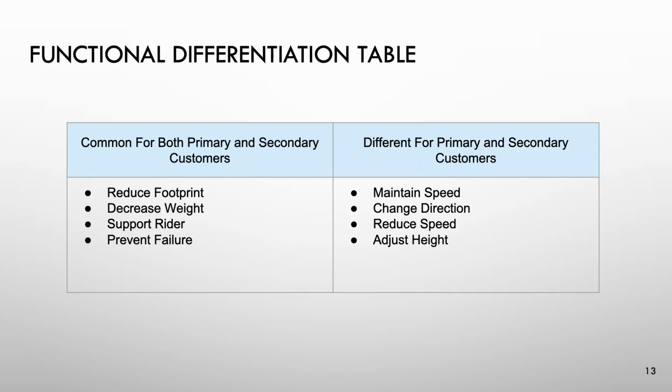This is our functional differentiation table, where we separated our product functions into those that are common for both our primary and secondary customers and those that are different. Both groups of customers care about the convenience and dependability functions of the scooter, while the functions that govern the way the vehicle is ridden vary for each customer group.